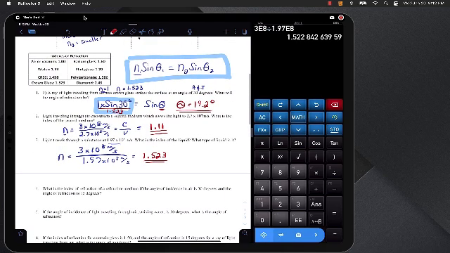Because it says, what type of material is it? What's the type of liquid here? Well, if our value is 1.523, boom, we're looking at crown glass. So I'll put crown glass here, and we have those answers taken care of.